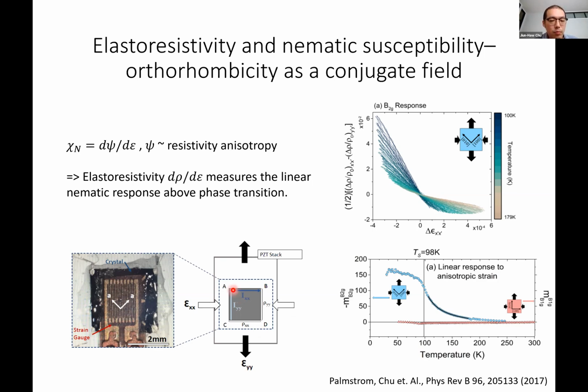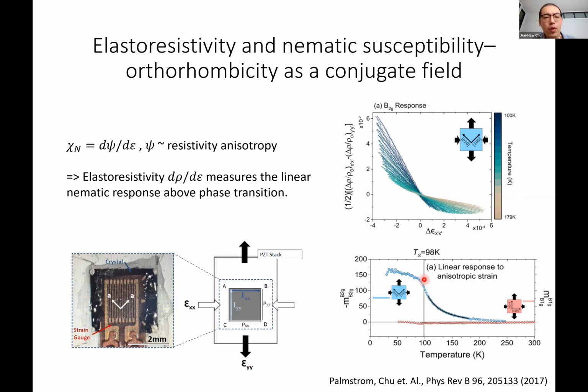And by putting the contacts on the corners of the crystal, you can very precisely extract the resistive anisotropy, decompose the resistivity tensor, and then find out that the resistive anisotropy is indeed linearly responding to the anisotropic strain. And then by fitting a slope, you can get this quantity of elastoresistive coefficient, which is proportional to nematic susceptibility, and then shows a divergent behavior as you're approaching the phase transition.